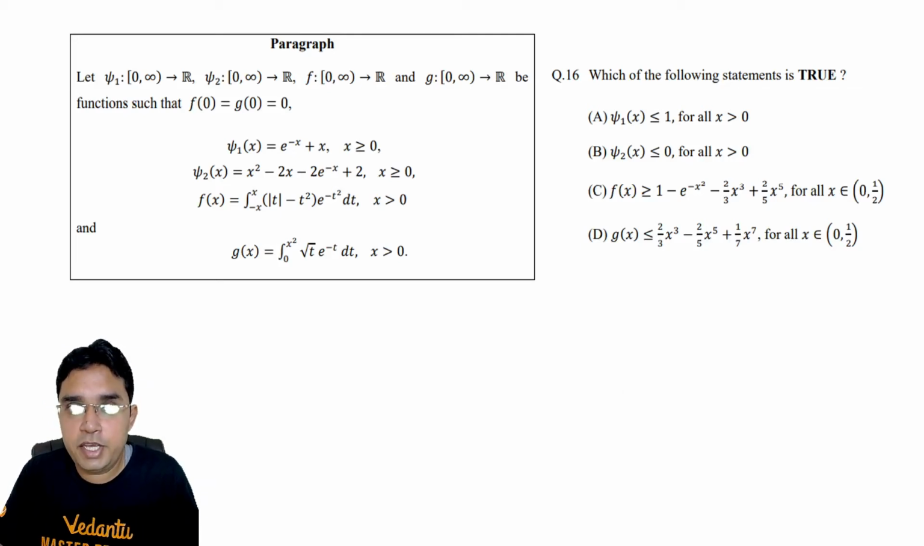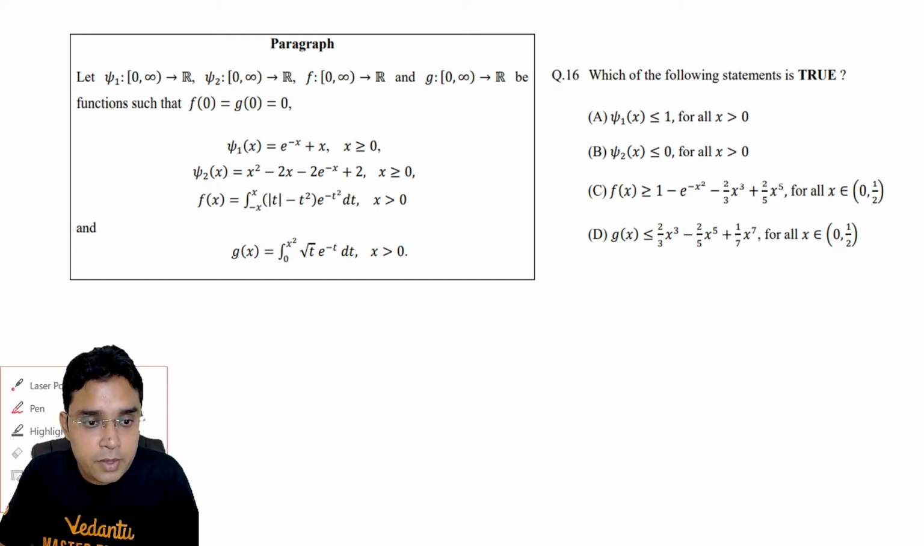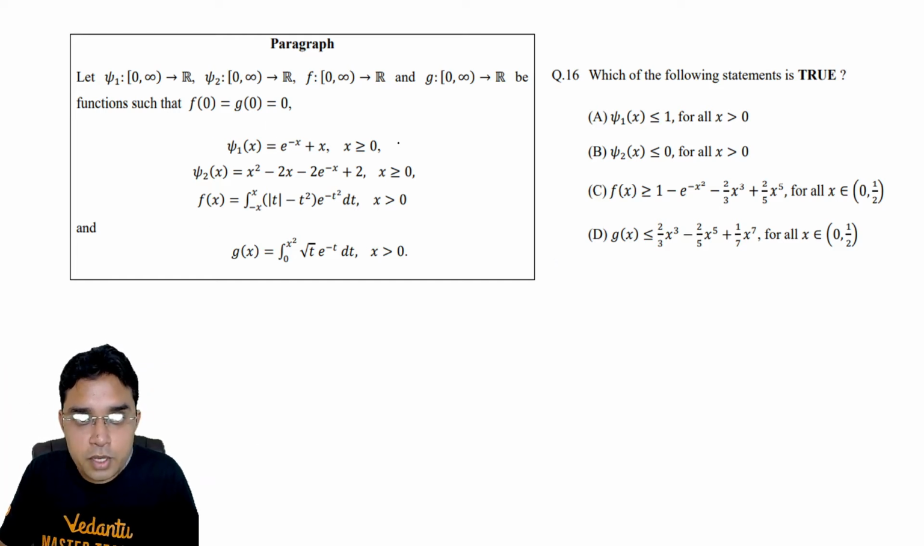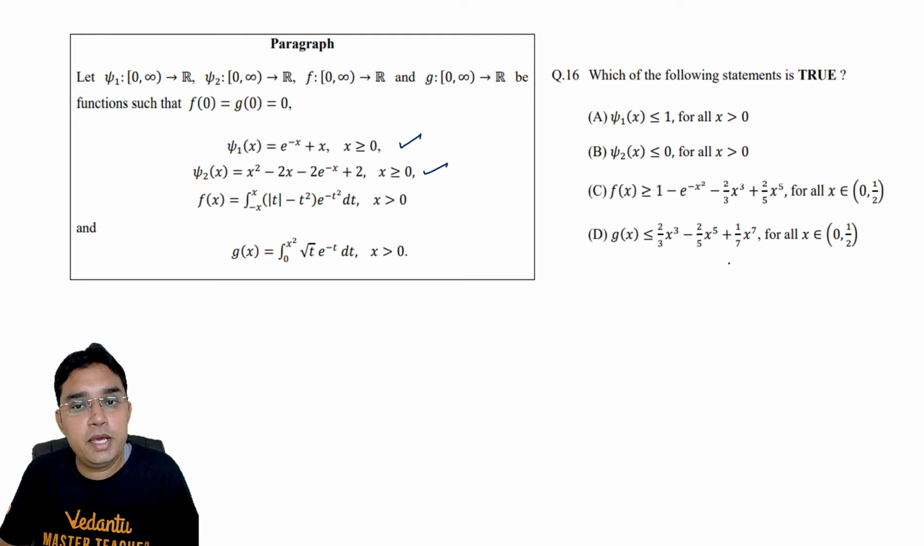We are discussing JEE Advanced 2021. This is question number 16 of paper 2. This is actually the second question of the paragraph. They are asking, based on the information given for Psi1(x), Psi2(x), f(x) and g(x), which of the options among A, B, C, D are correct. So let us start with A only.